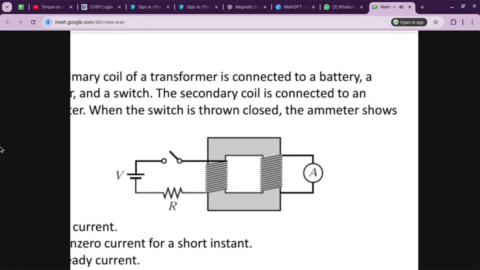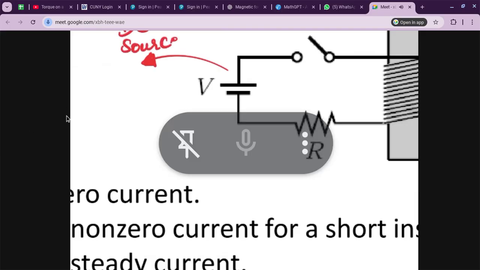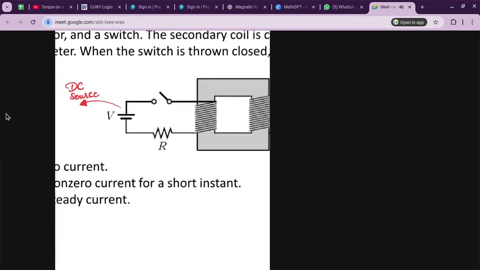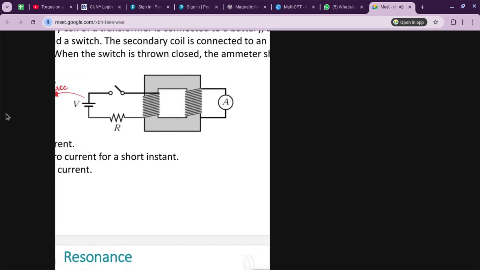Vera, first of all, this is the DC source. This is a DC source, right? Right. So there is no continuous change in voltage or current. Now, when the switch is closed, the potential at V1 and V2 is 0, 0, right? Right.